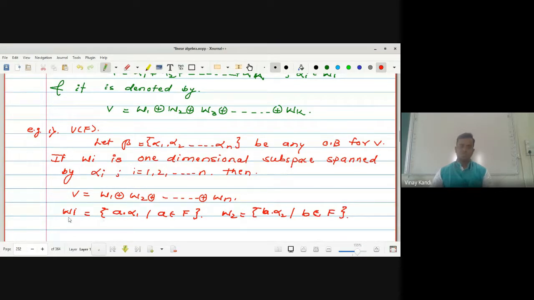This W1 is spanned by only one vector. That is, the dimension of W1 is equal to 1. Up to Wn, which is spanned by A times alpha n, where A belongs to the field F. So we can write the vector space V equals W1 plus W2 up to Wn, direct sum. Any doubt?